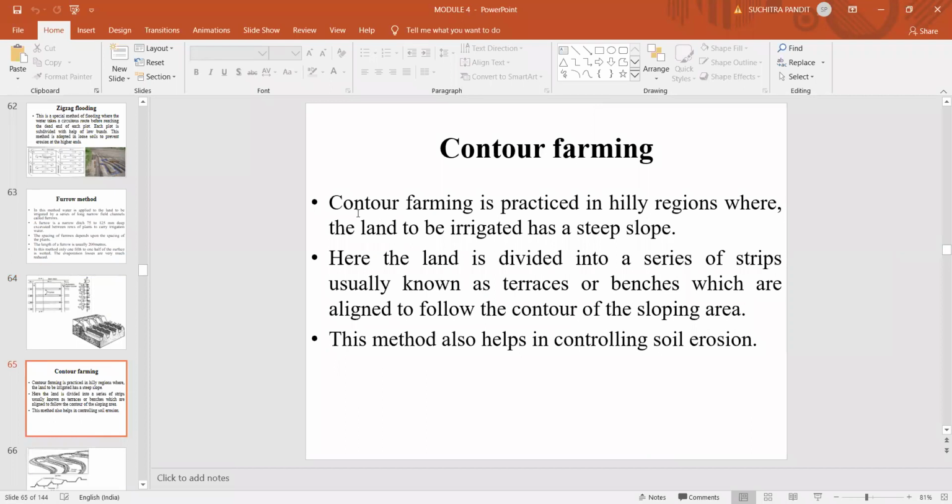The last one is contour farming. Contour farming is practiced in hilly regions where the land to be irrigated has a steeper slope. Here the land is divided into a series of strips, usually known as terraces or benches, which are aligned to follow the contour of the sloping area. This method also helps in controlling soil erosion. So wherever you have a steeper terrain, the contour method of irrigation is generally followed.